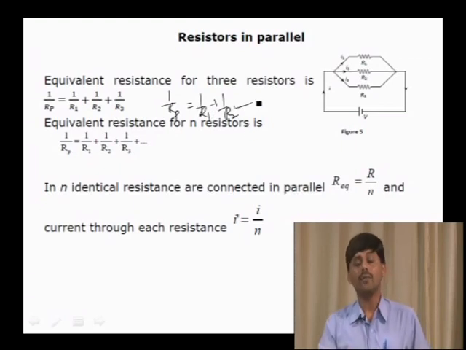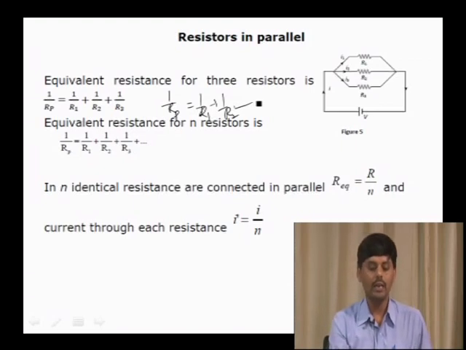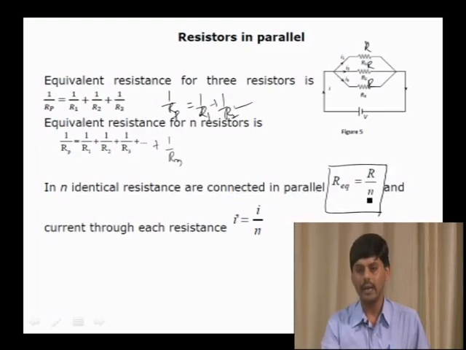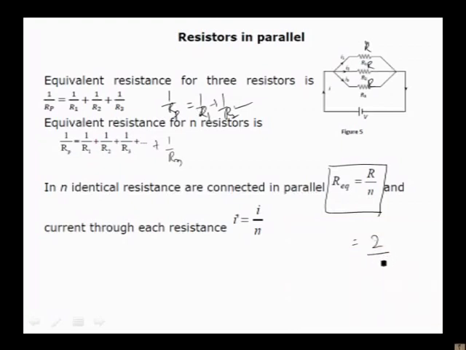If it consists of n number of resistors, then the formula is 1 by Rp equal to 1 by R1 up to 1 by Rn terms. If all the resistors are equal to R, with n resistors connected in parallel, then the effective resistance is equal to R by n. Suppose you consider 2 ohm resistors, 10 of them connected in parallel. The value of the resistor is 2, the number is 10, so 2 divided by 10 gives 0.2 ohm, that is the effective resistance.